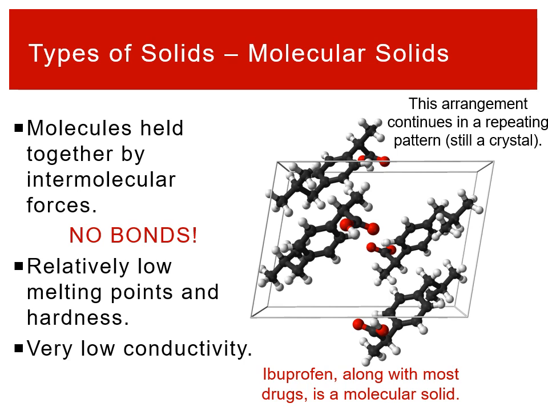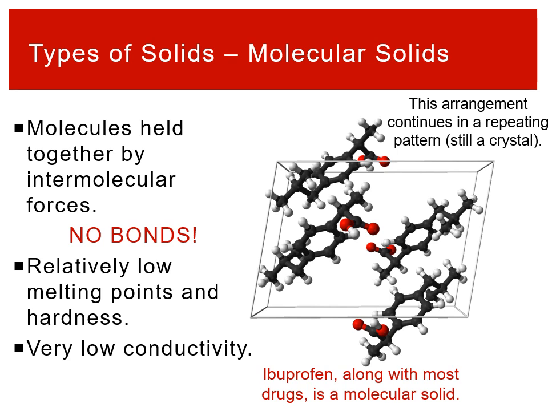And the reason why it's called a molecular solid is that it's a bunch of molecules held together by intermolecular forces. There are no chemical bonds holding together the molecules in a molecular solid. It is only intermolecular forces. So dispersion, dipole-dipole, and hydrogen bonds are what are holding everything together.